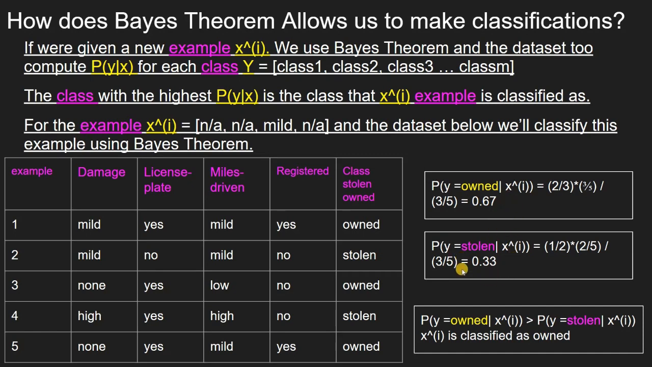And so now we have the conditional probabilities for each class given x of i. And since the probability of y of i equaling owned conditioned on x of i is greater than the probability of y equaling stolen, the x of i is going to be classified as the owned class, or the car that x of i represents is going to be classified as being owned by a person. Alright, so that should give you a specific example of how we use Bayes theorem and the naive Bayes model to make a classification of an example given a data set.